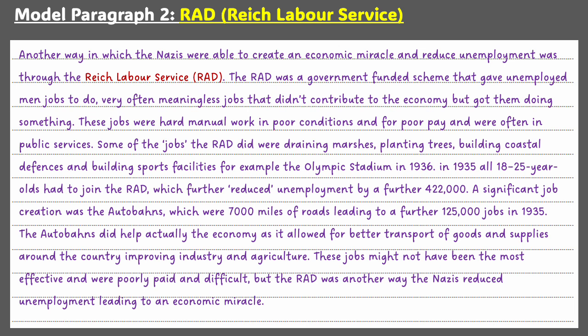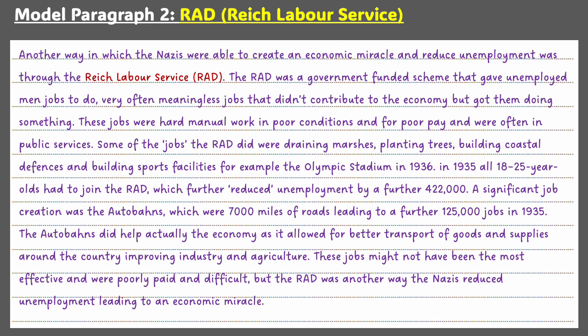I've got a bit of analysis in here as well now about the Autobahn that did actually help the economy, as it allowed for better transport of goods and supplies around the country, improving industry and agriculture. These jobs might not have been the most effective and were poorly paid and difficult, but the RAD was just another way that the Nazis reduced unemployment, leading to an economic miracle. Okay, so again, those 4 smaller bullet points, you can see there's a lot less information for this question, isn't there, than the Rise to Chancellor one. But if we're clever about it, we can get these numbers in and we can fluff our explanations a little bit. We can clearly keep answering this question and saying how this led to work.